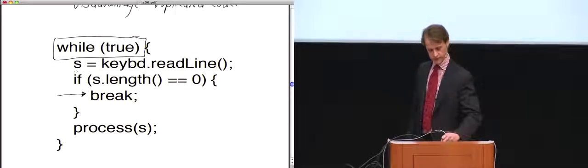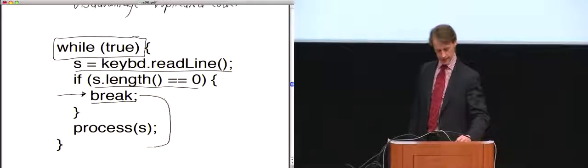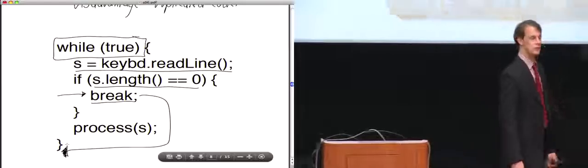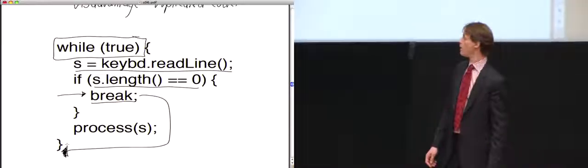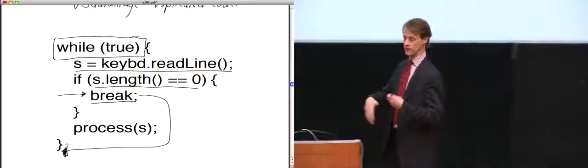So I read a line of text from the keyboard. I check if that line of text is empty. If it is, I break, and breaking gets me out of the loop and starts executing the code after the end of the loop body. And if the line of text isn't empty, I go ahead and process it and read another line of text.